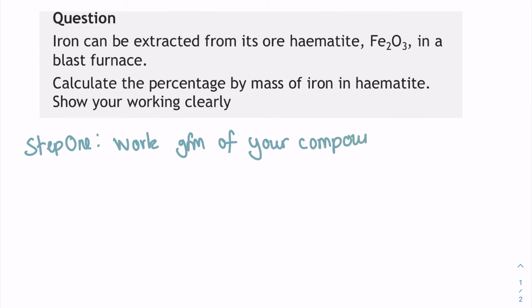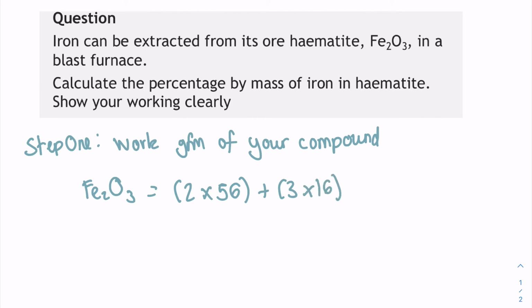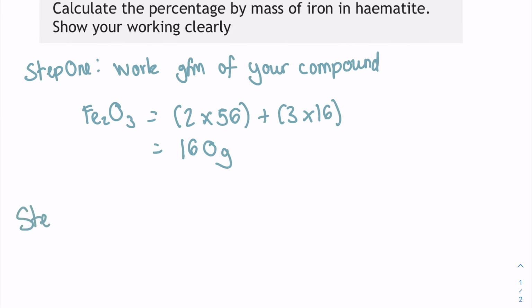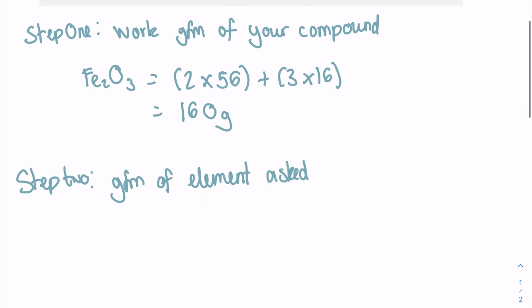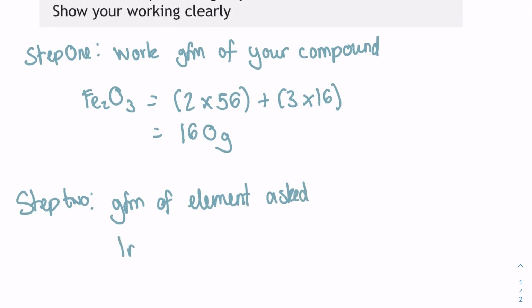In this case, we have got iron oxide. So that means we've got 2 irons, which is 56, and we've got 3 oxygens, which is 16, which gives us a gram formula mass of 160. Step 2: work out the GFM of the element asked. In this case, it's iron. Now there's 2 of them in the formula, so you do 56 times 2 to get your answer, 112.